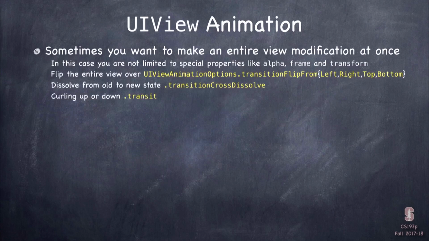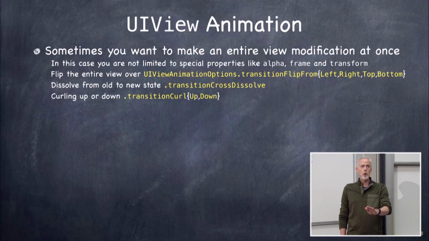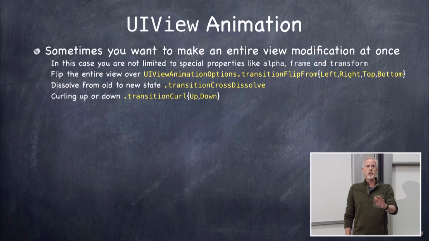Okay? So that's it for view animation. Super, super easy. You can only animate those properties. It's super easy to do. And again, I only scratched the surface. I showed you one method in UIViewPropertyAnimator. It has dozens of methods, okay? Lots of capability in there.